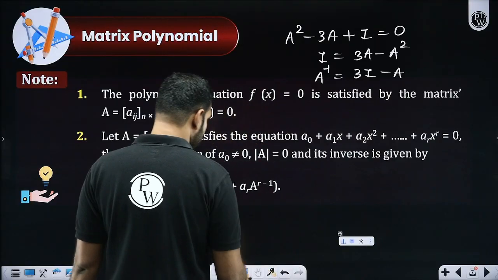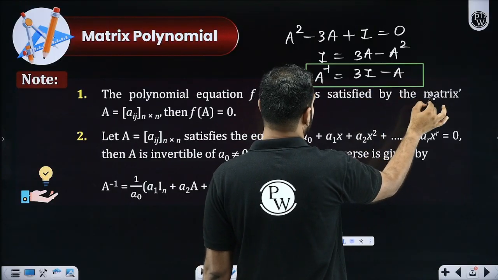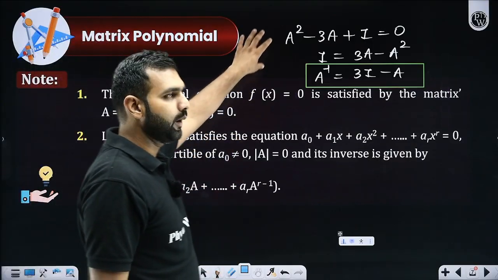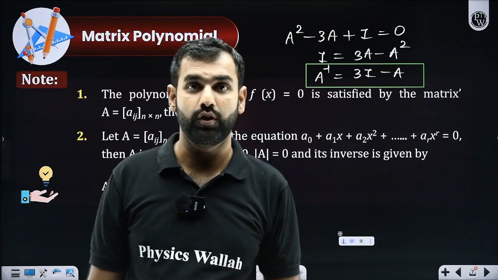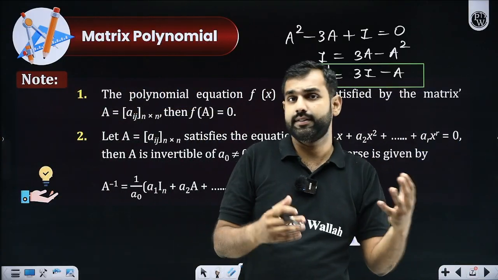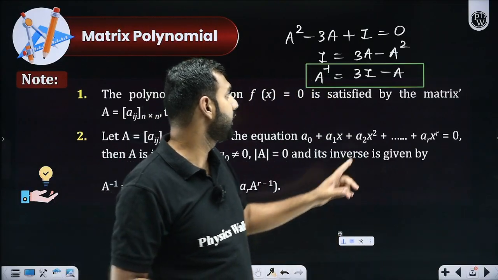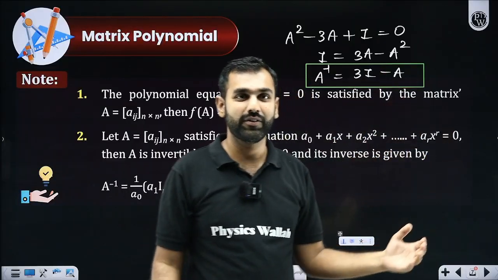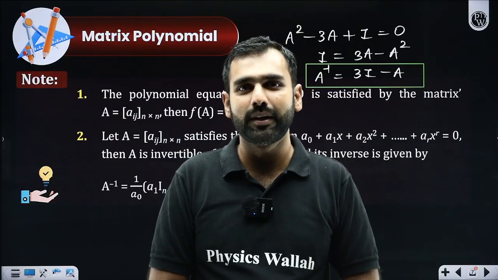So that's the advantage of having a matrix polynomial. Let's say I had a matrix polynomial, I rearranged it, and after rearranging it, I got the inverse of it. So I did not have to invest my time in figuring out its adjoint, dividing it by the determinant of A, and then finding its inverse. I could simply take the identity matrix multiplied by 3, and then subtract the original matrix. Luckily, you will get the inverse of it. Isn't it simpler and more beautiful?